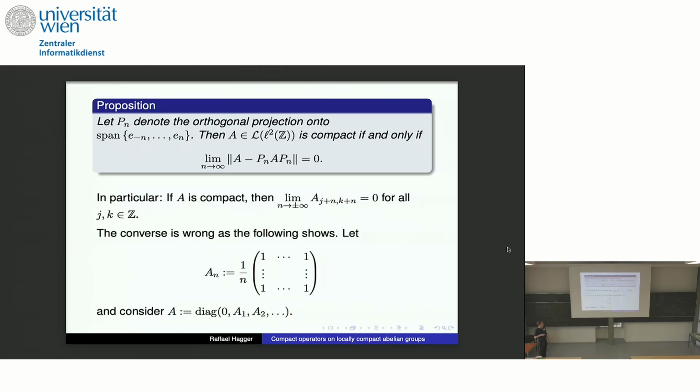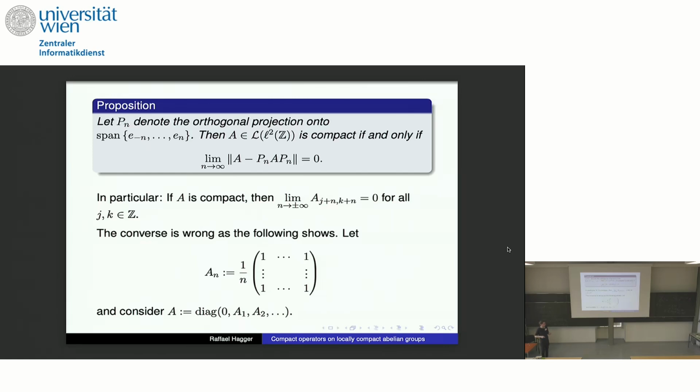This is a simple counterexample. So what do I do here? I put just 0 on the top left, and then I put A1, which is just a 1 by 1 matrix 1, then A2, which is just 1/2, 1/2, 1/2, and so on. Put this in blocks, right? Obviously, no matter in which direction you go, say from the origin, you will go to 0.